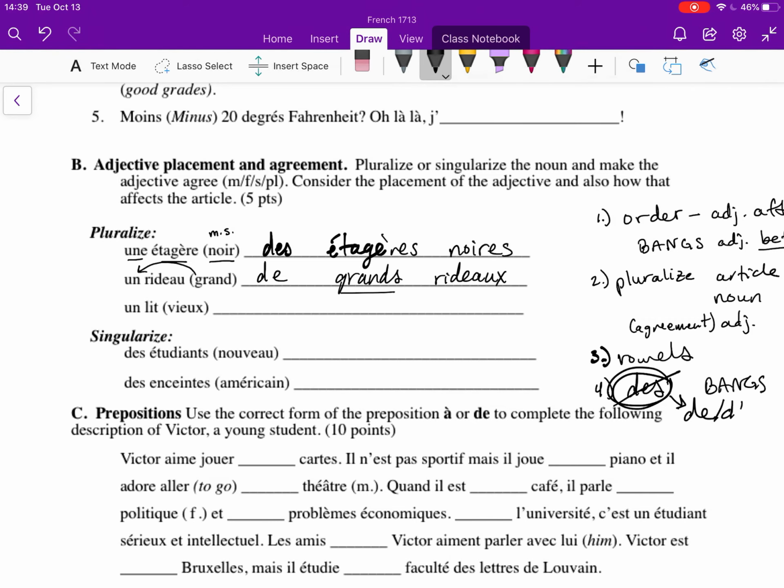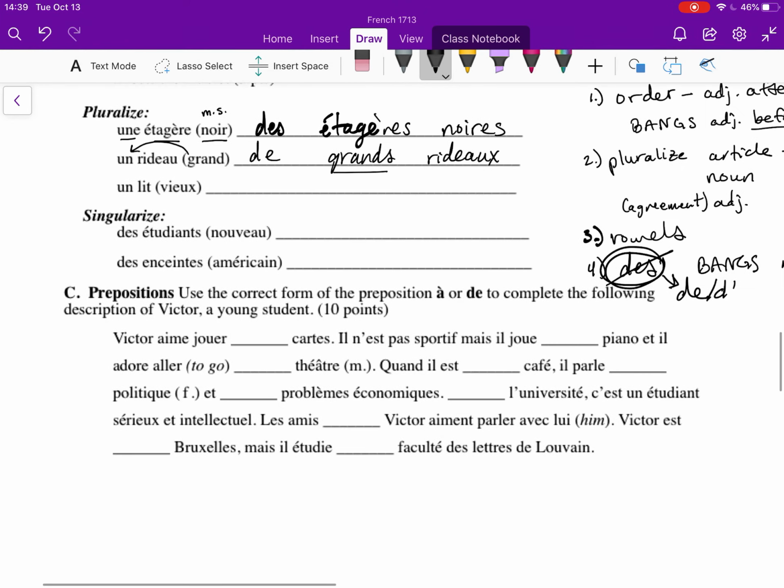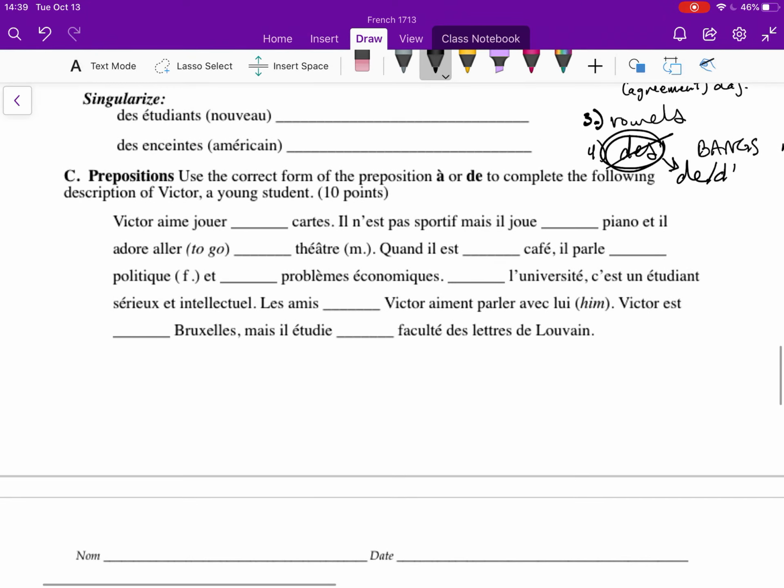Okay? I'll let you do the rest of those on your own. Make sure that when you're doing the opposite direction, you're singularizing, that you know your vocab well enough to know which it's going to be, masculine or feminine. I will only give you words that you're supposed to know.